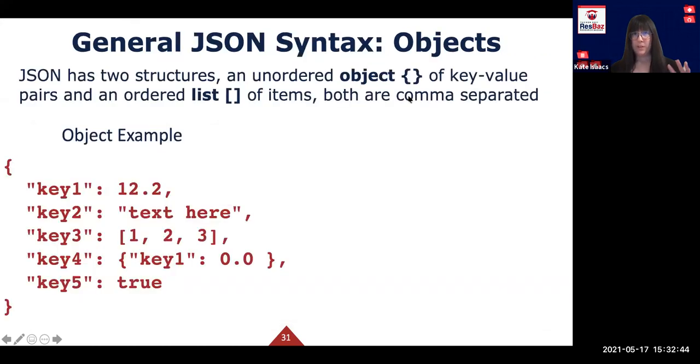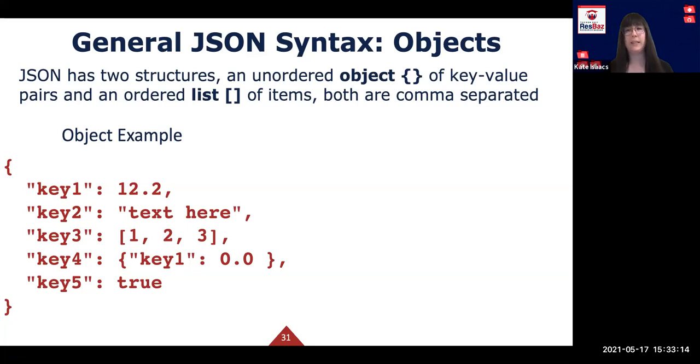All right, so we talked about lists. Here's an object. The object starts and ends with a curly brace, much like the list starts and ends with the square brace. And here I have these keys. They're supposed to be in quotes, but sometimes you can get away with not putting them in quotes, colon, and then a value. And these values don't have to be all the same. So here I have 12.2 and something in text and another list and another object, true or false.